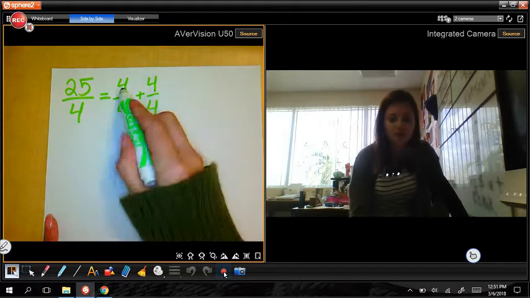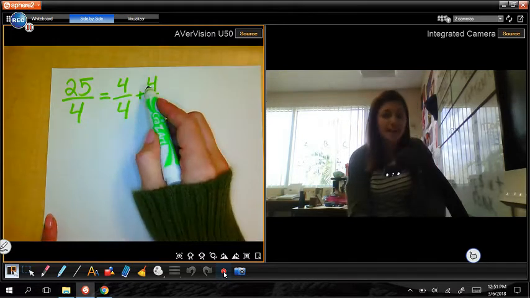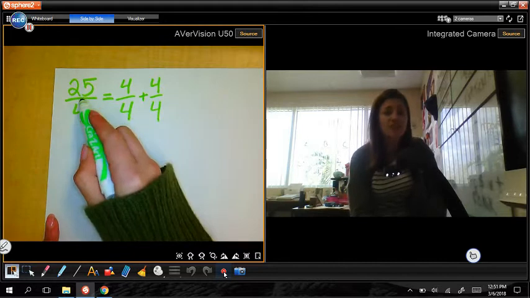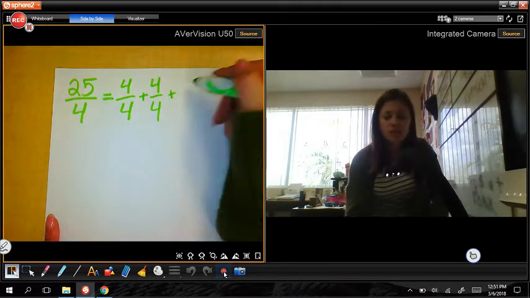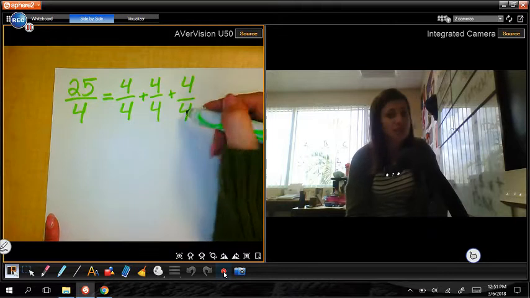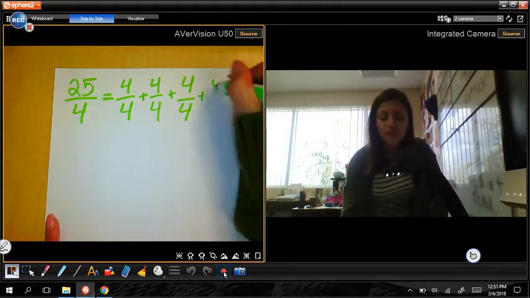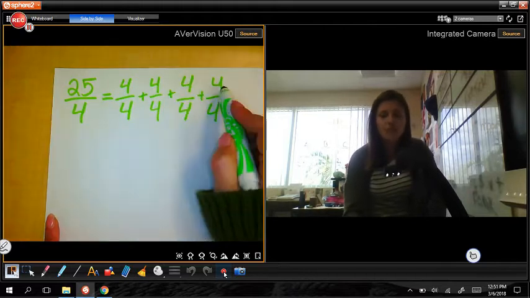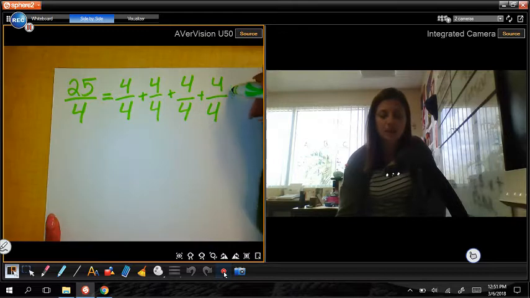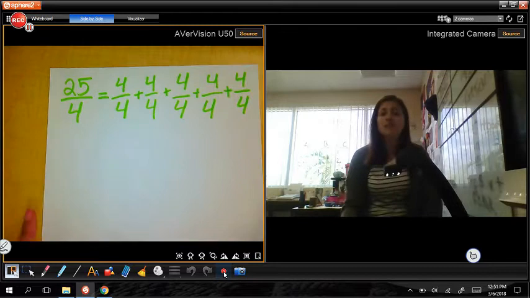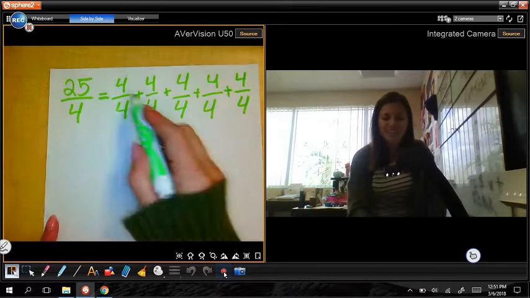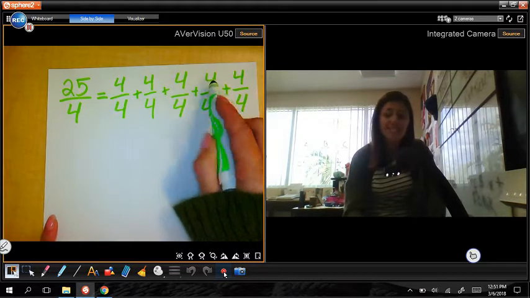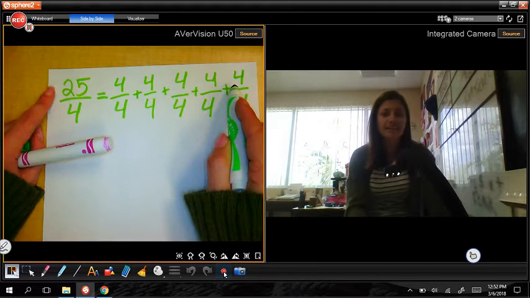So that makes 4 plus 4 is 8. I'm trying to get up to 25, so I still have some more 4s I can pull. So I'm going to pull another 4. Now I'm up to 16. I'm getting closer, but I have room for another 4. That gets me 4, 8, 12, 16, and then I'm going to do one more. 20. Do I have enough to make one more whole fraction? I do, because I'm at 4, 8, 12, 16, 20, and I'm trying to get up to 25.